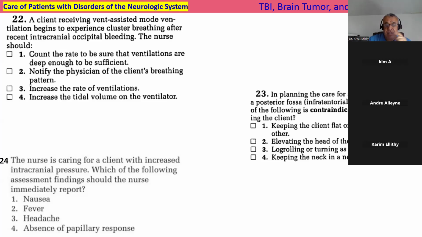Any questions about question 23? Any confusion? What is the best position to keep the patient in then? For 23, yeah, number 2. That's contraindicated, right? Because number 1 said keep the patient flat on one side or the other, but it's slightly elevated, like slightly elevated head of the bed, not 30 degrees. Slight elevation, just to maintain the patient's airway.